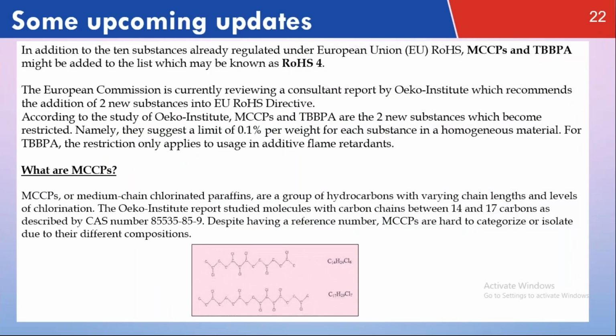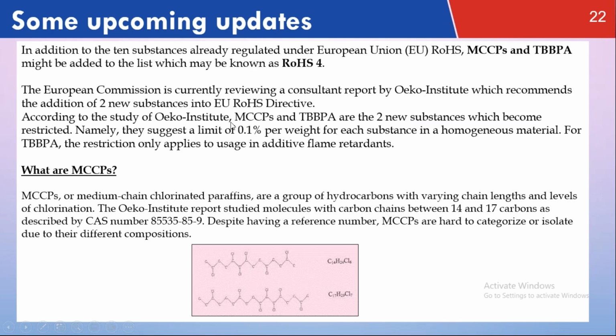In addition to the 10 substances which are already in the European Union RoHS list, 2 new substances, MCCP and TBBA, might be added to this list, which may also be known as RoHS 4. The European Commission is currently reviewing these two new substances, as reported by the Oeko-Institut, which recommends the addition of these 2 new substances.